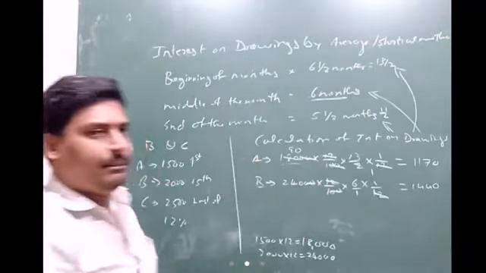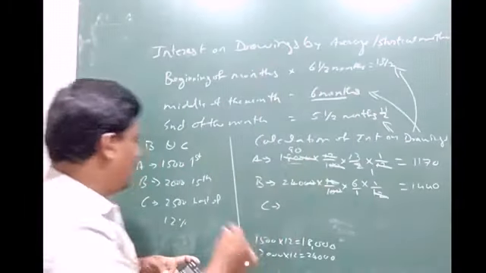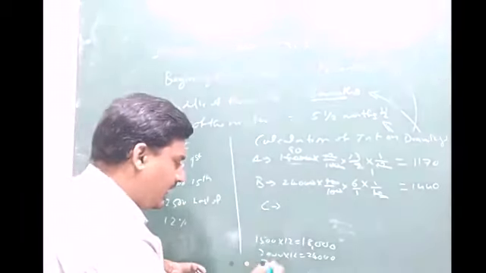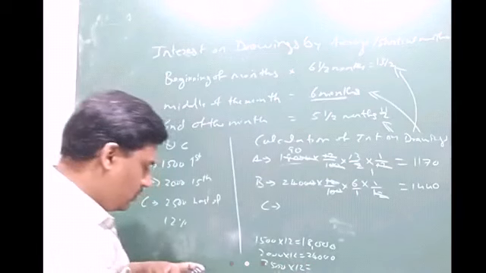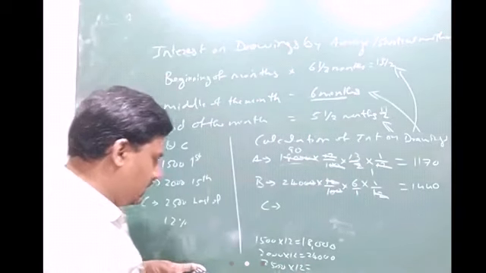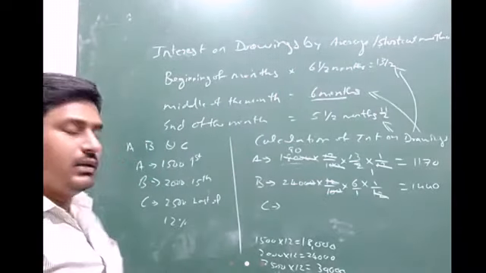1440. And next, C has withdrawn 2500 on the last date of every month for 12 months. So 2500 into 12 months is 30,000 withdrawn by C.